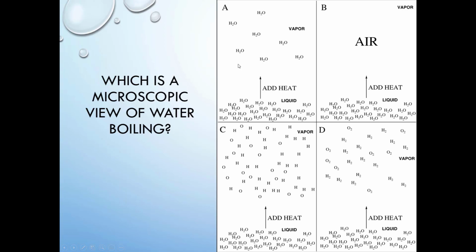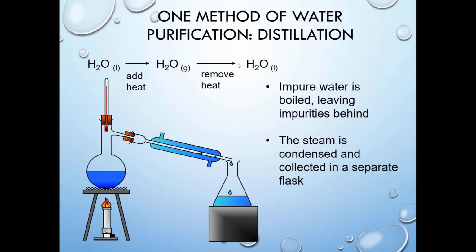Okay, why am I bringing up water boiling? Because it's going to help us understand the basis of the first water purification method that we're going to be talking about. It's the simplest to understand. It is distillation. Here's the idea with distillation. You start off with some water that is not pure, all right? It's got something in there that you don't want to have. And so then you add heat.